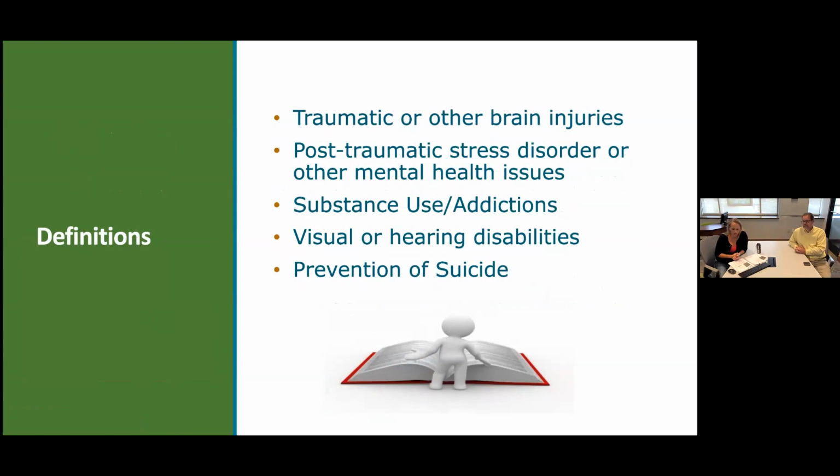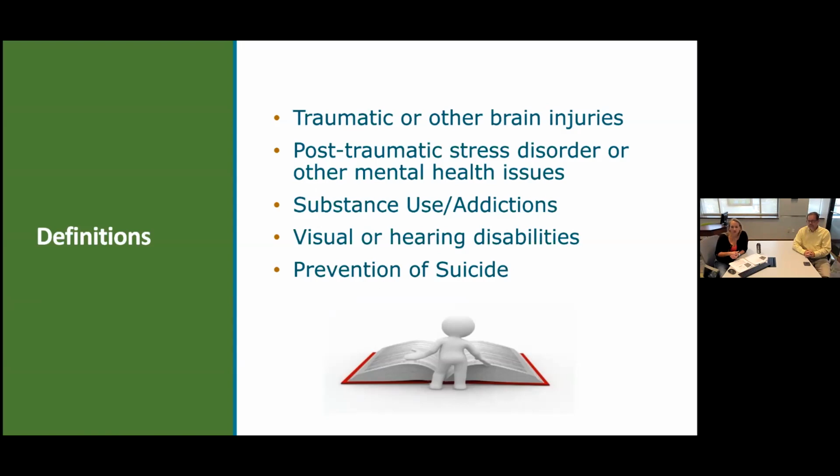So some definitions that we're going to go through for today's presentation, the first one being traumatic or other brain injuries. Basically, this is just going to be some sort of disruption in the brain. It could be caused by a bump, it could be caused by a blow to the head or a jolt to the head, or something that penetrates the brain. Post-traumatic stress disorder or other mental health issues. That's just somebody experiencing some sort of trauma in their life. Witnessing something. And so then therefore you're going to see symptoms of possible flashbacks, nightmares, anxiety in somebody with PTSD.